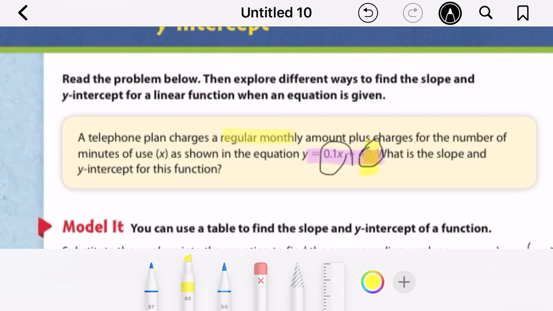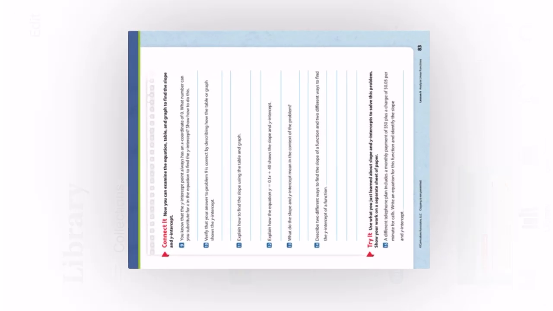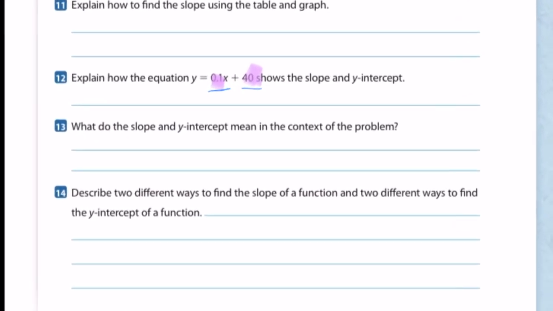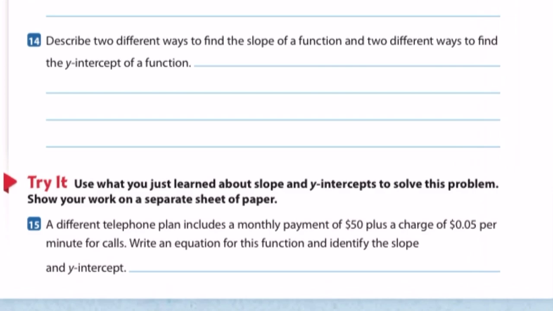That's the y-intercept. The slope is the charge for the number of minutes. So it ends up being the cost per minute. Your slope is related to the number of minutes, the number of calls you make, and the number of minutes that go along with that. All right, the next one says describe 2 different ways to find a slope of a function and 2 different ways to find the y-intercept of a function.